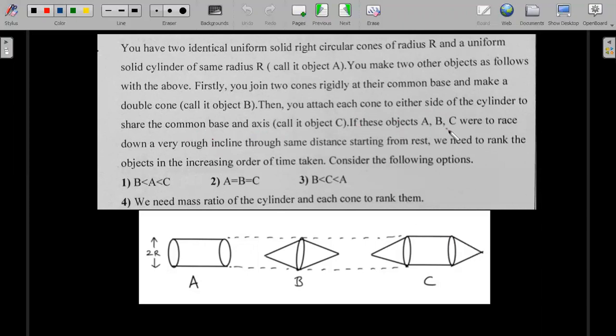So if these objects A, B, C were to race down a very rough incline through the same distance starting from rest, we need to rank the objects in the increasing order of the time taken. The one which takes the least time should be written first, and the one taking the highest time should be written last. So out of the four options, 1, 2, 3, 4, which one do you think suits the needs of the question best, from the given information? So here is the solution.